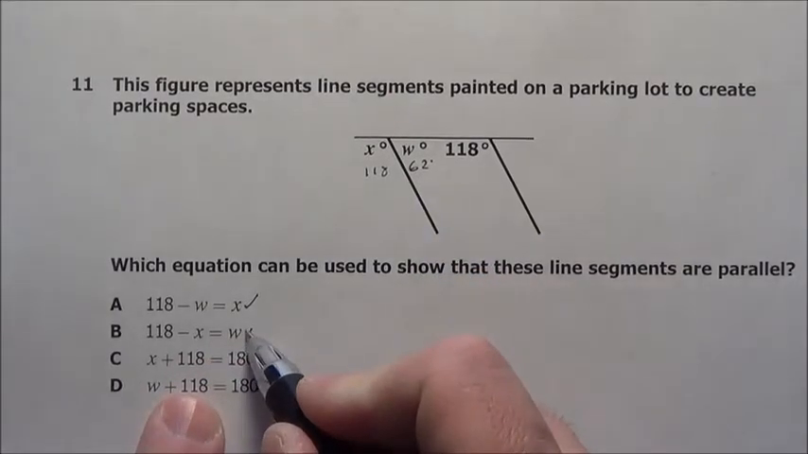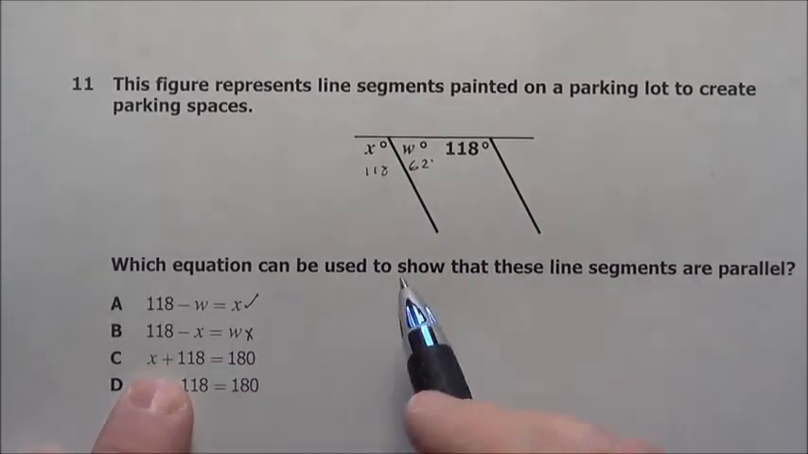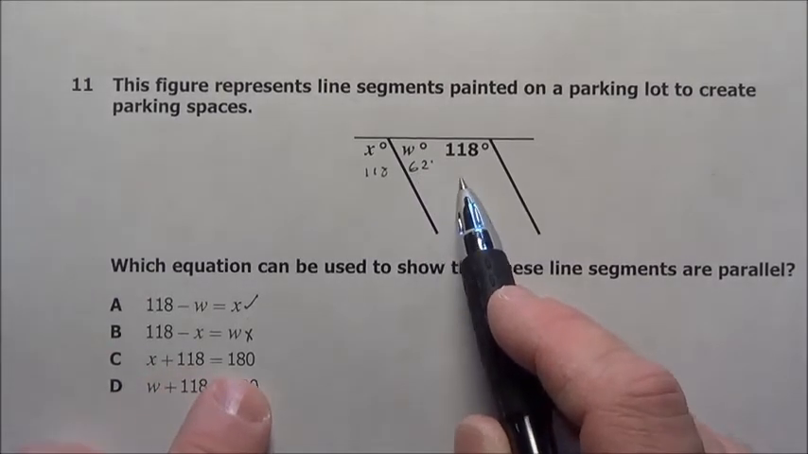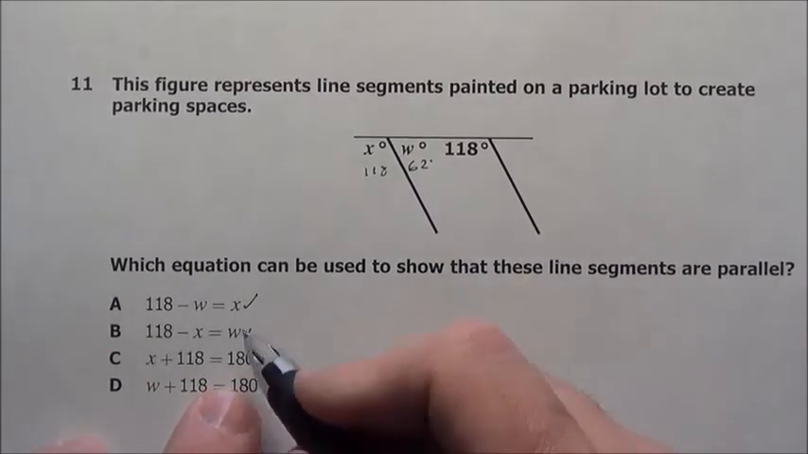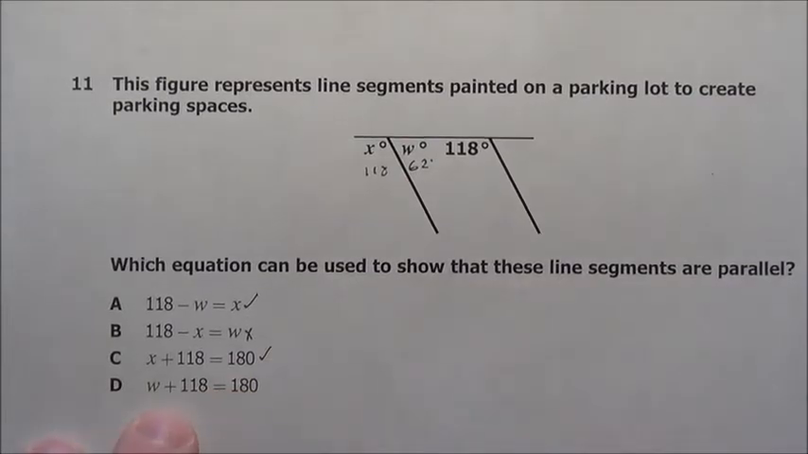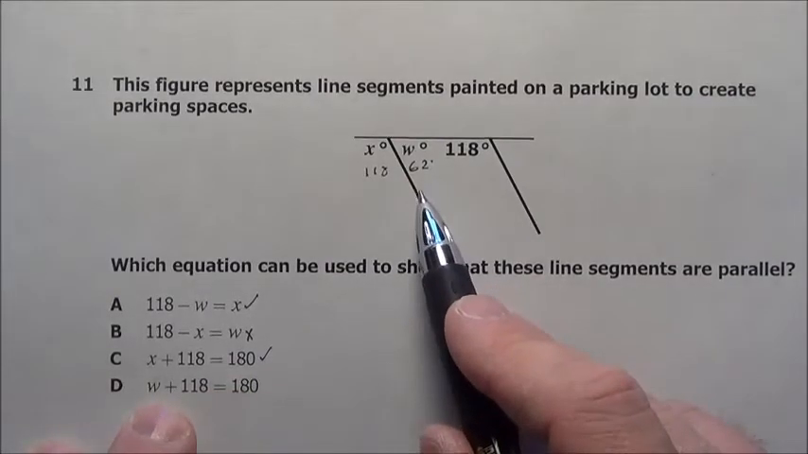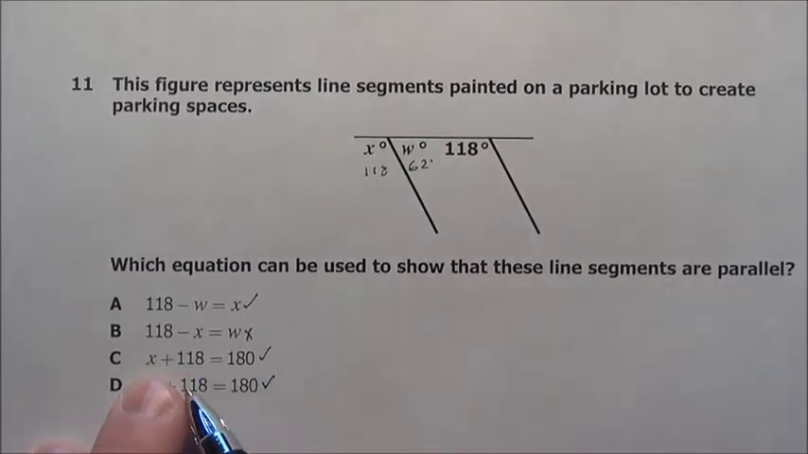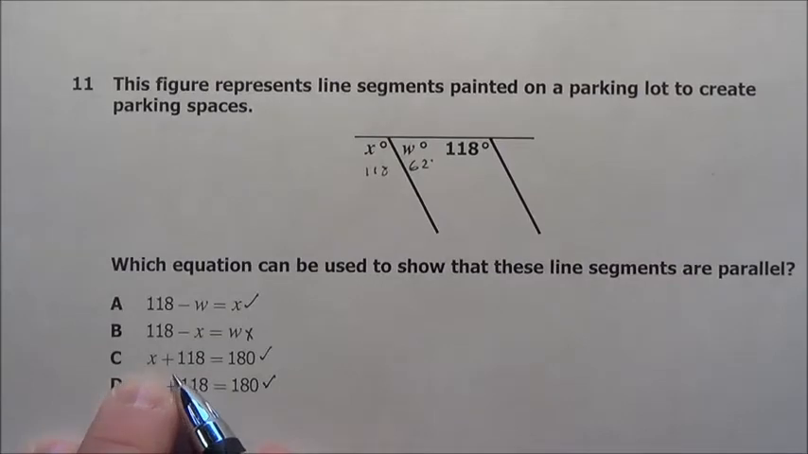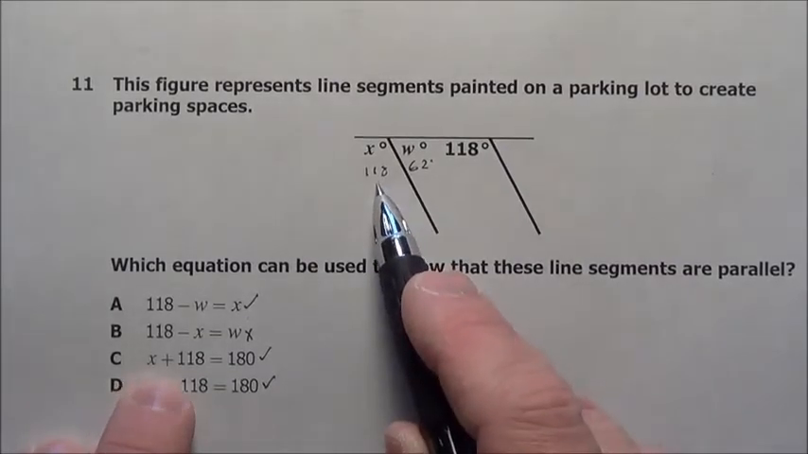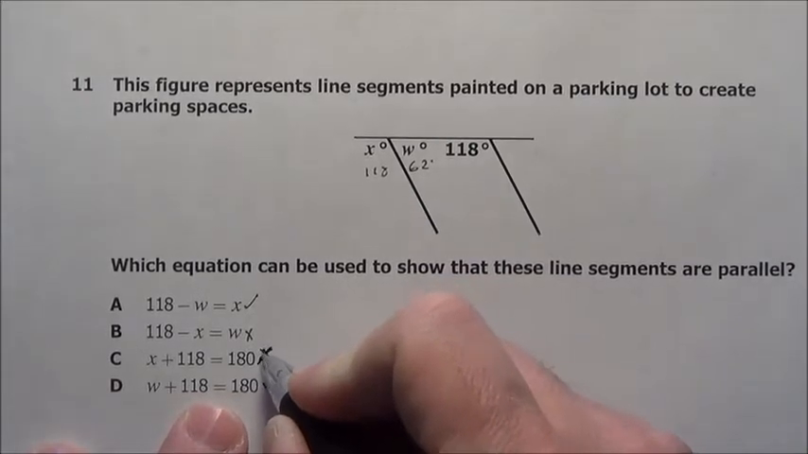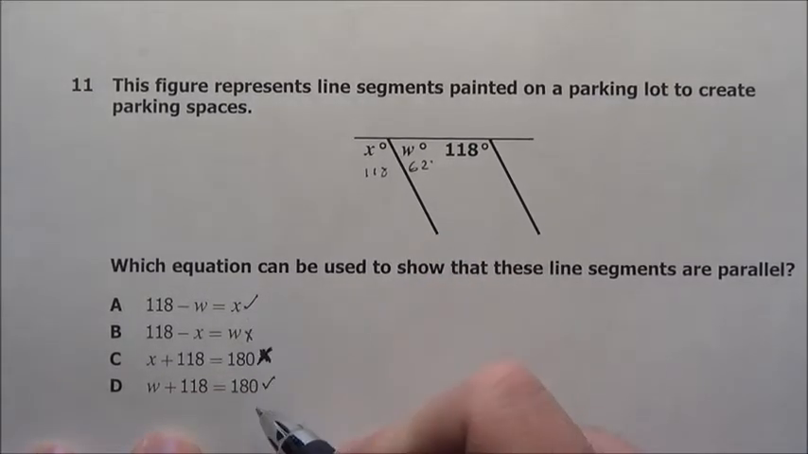No, that equation definitely wouldn't be true. Here's X, which we say was 62, plus 118 is going to equal 180. That one is true also. And then finally, W plus 118, this is true also right here. Actually, X, I apologize. Wasn't paying attention. I was looking at the W. X plus 118, 118 plus 118 equals 180. That is not true. Sorry about that. So it's either A or D.